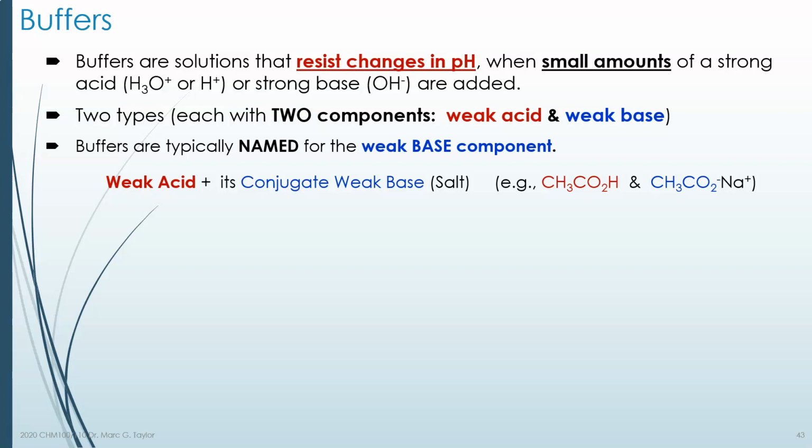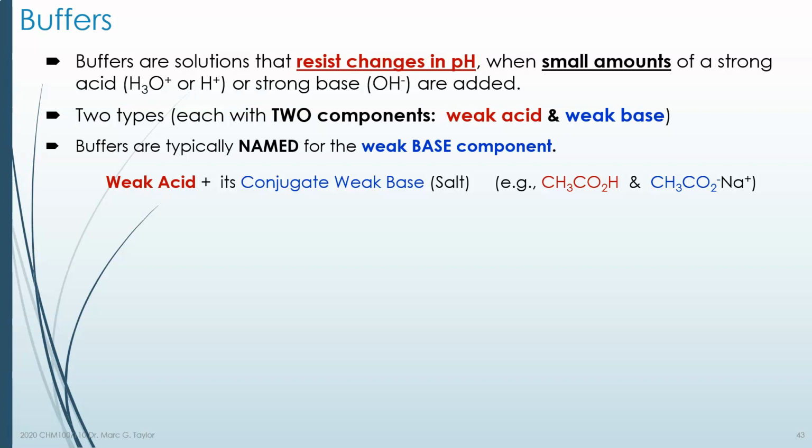And so an example here in red is acetic acid, CH3CO2H. You'll see it written in a number of different ways. Sometimes they put the C's together and the O's together and the H's together, so it'll look like C2H3O2H or CH3COOH, they all mean acetic acid. And when you remove a proton, an H+, from that, you end up with acetate, shown in blue here, CH3CO2-.